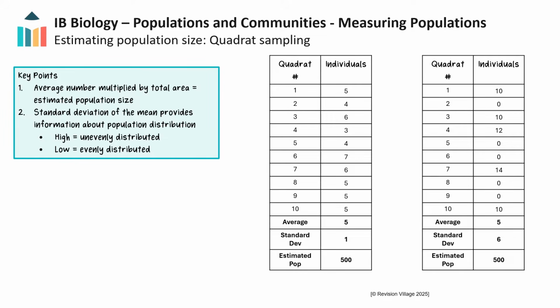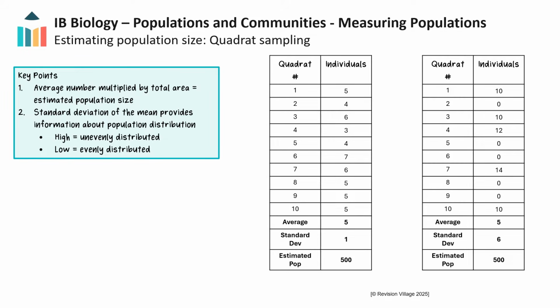For instance, in this example, we have two populations that we've estimated at 500 individuals. For both populations, the average number of individuals per quadrat is 5, and the square meters of the population area is 100, giving us the 500 population estimate. However, notice in this first population, the standard deviation is quite low, because in every quadrat we collected data from, the number of individuals is either 4, 5, or 6. They deviate very little from the average of 5. This suggests little variability among quadrats and potentially an evenly distributed population.